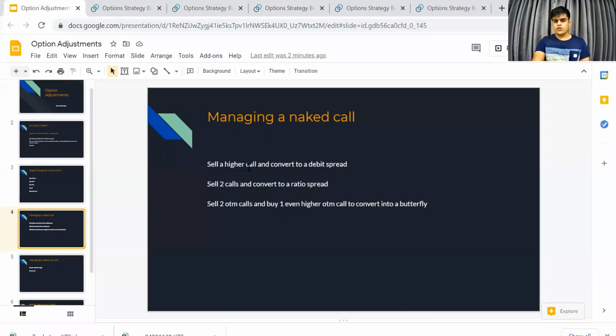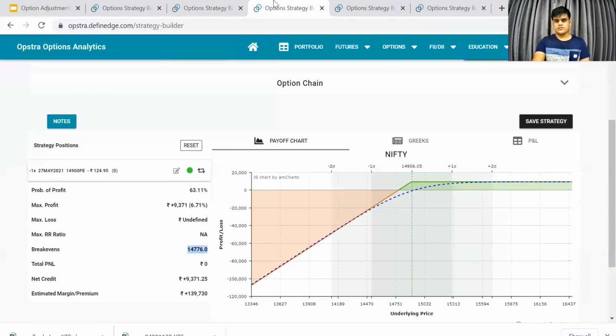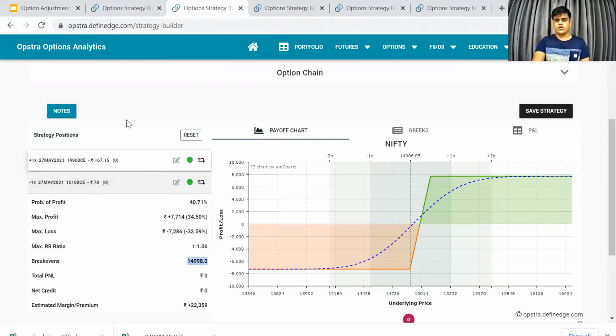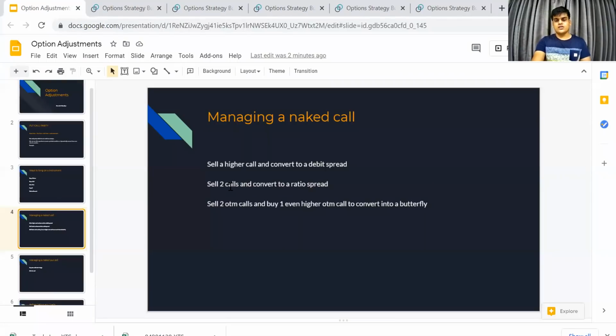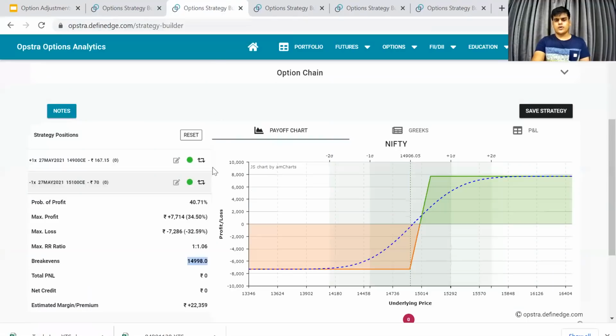So first is managing a negative dollar. So first is you sell a higher call and convert into a debit spread. So these are debit spreads. This is a debit spread. Okay. Sell two calls and convert into a ratio spread.